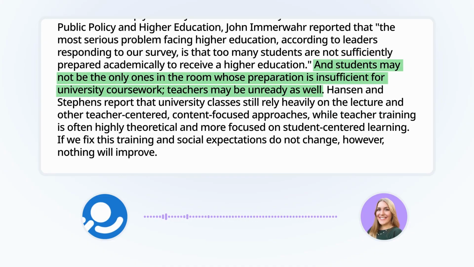And students may not be the only ones in the room whose preparation is insufficient for university coursework. You see a semicolon, but the last little part says teachers may be unready as well. So students are unready. Now we're saying teachers may also be unready. Okay. This is an extra layer of the argument. Again, we have already accepted that we're resisting. We're talking about why students aren't ready and teachers aren't ready. So now we're probably going to go off on a slight little offshoot about teachers, but no one's ready for this. That's kind of what we're saying, students or teachers, which is super interesting.